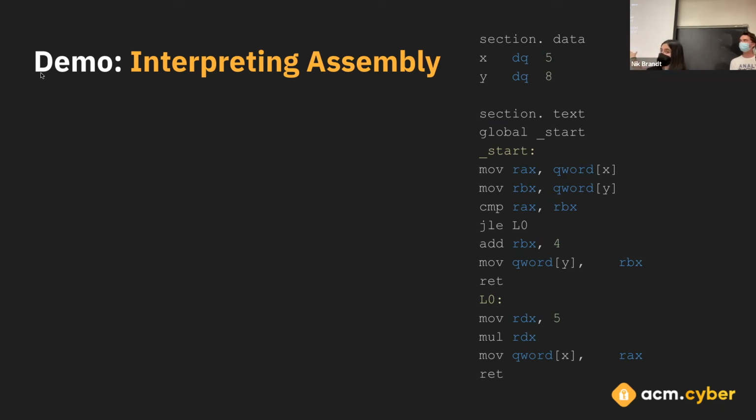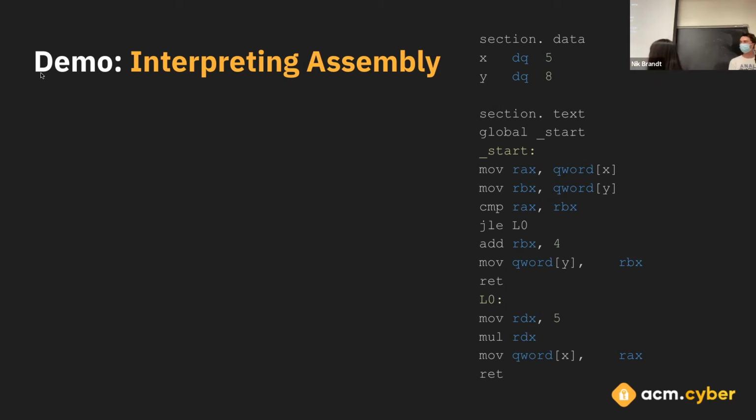Can anyone tell me what JLE does? We just covered it. If RAX is less than or equal to RBX, you jump down to L0. Yes. So that's basically what's going on here. And we can see 5 is indeed less than or equal to 8. So basically we skip this and we move all the way down to here, L0.